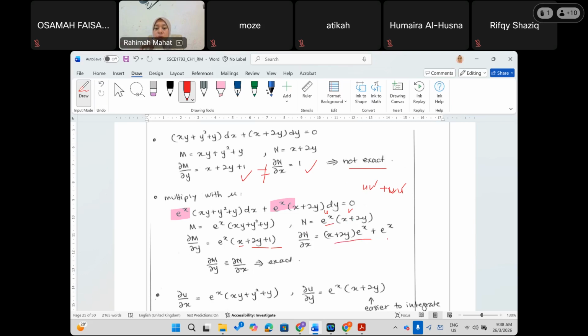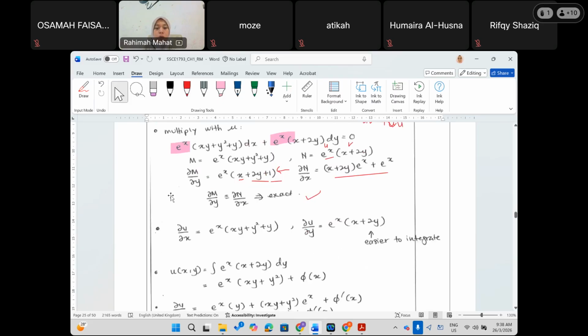You get this one. And if you rearrange the terms here, you can get something similar to the first one. So from here, we can see that delta M over delta y is equal to delta N over delta x, which means that this is exact. We can show that it is exact. Now after you show that it is exact, then you can do the next step.